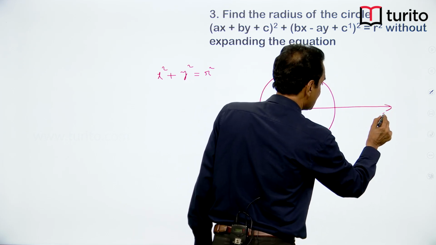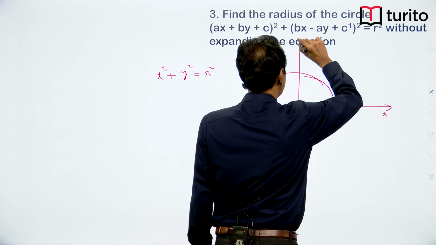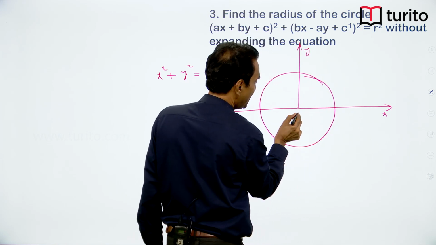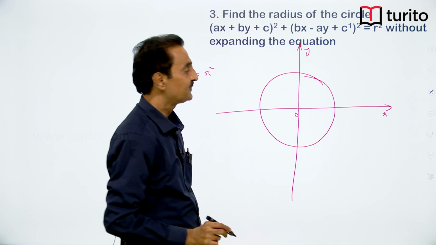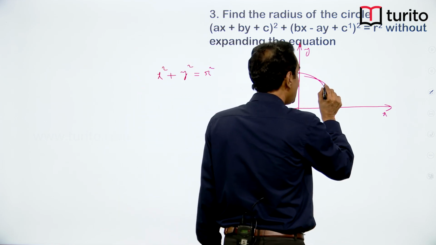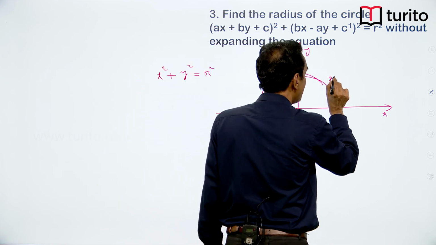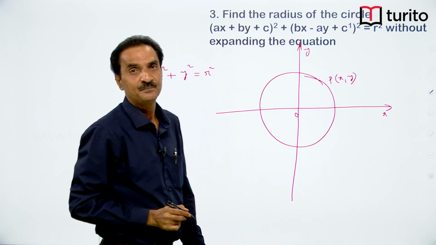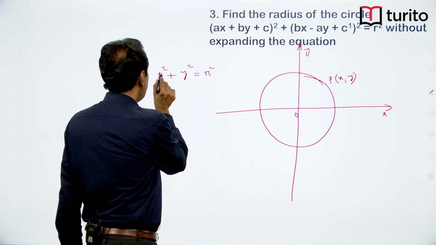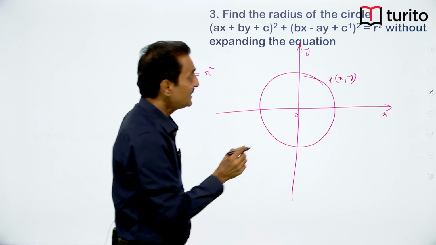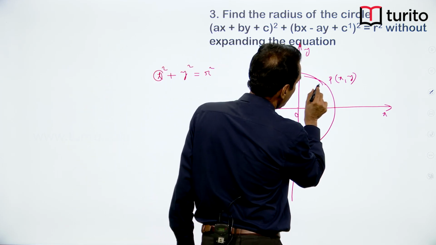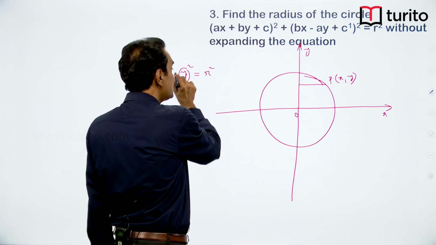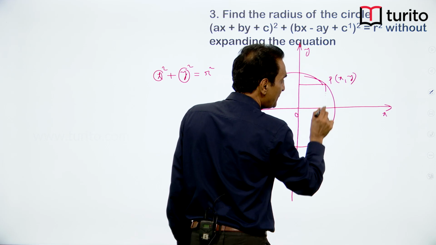So, if you take x axis like this and y axis like this, this is negative x axis, this is negative y axis. Now, if you take any point P (x comma y), this x can be understood as the distance of P from y axis, and this y is the distance of P from x axis.